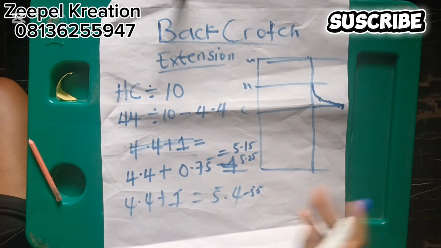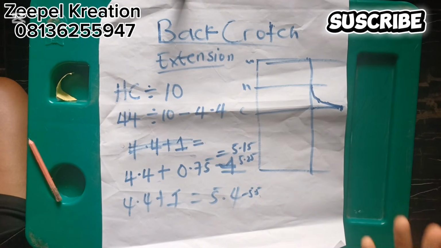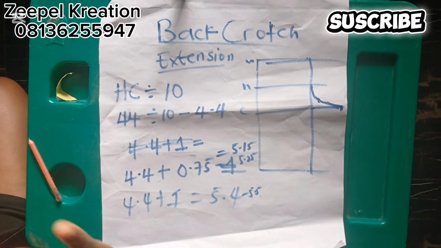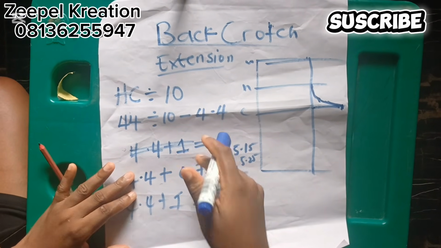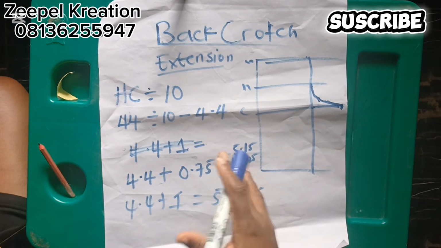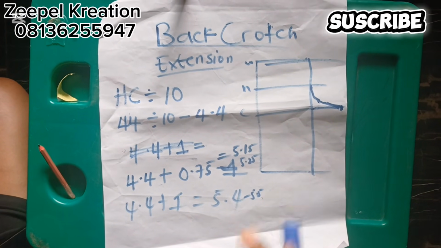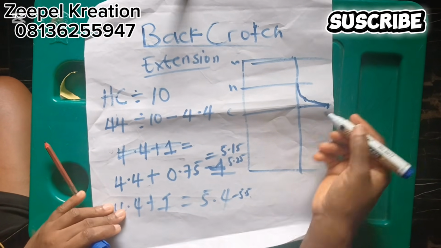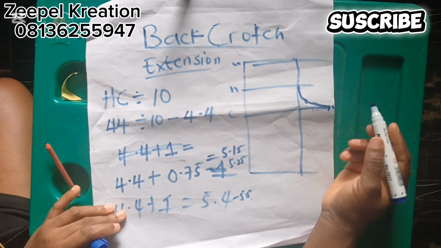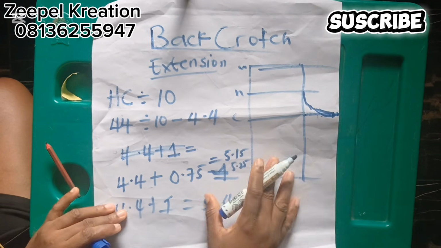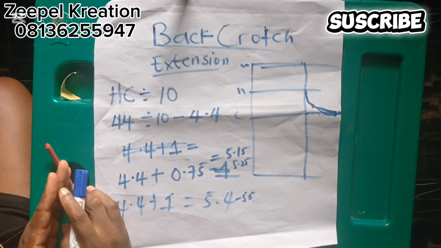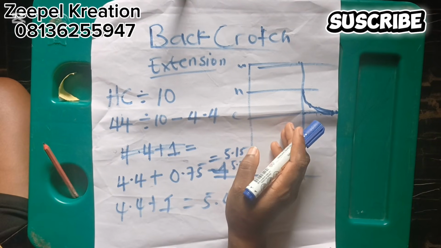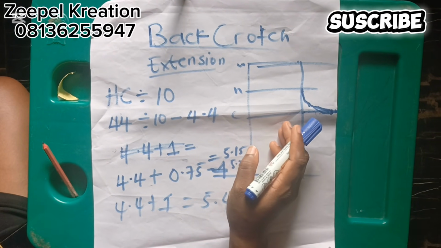So for a loose trouser back crotch extension, add 0.75 or 1 inch, depending on how big, how pronounced the person's buttock is. When it is normal, moderate, just add 0.75. Are you getting me? But when it's very, very big, add 1 inch to your back crotch extension for a loose trouser. So you also mark it at that particular point and then connect it. That is how you get your crotch extension for a fitted trouser and for a loose trouser, as well as your crotch depth for a fitted trouser and for a loose trouser.